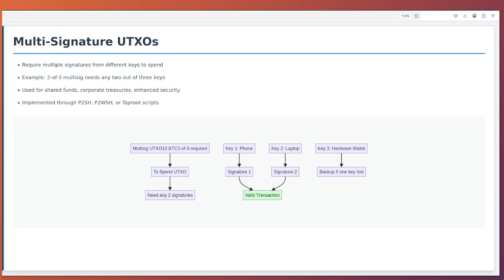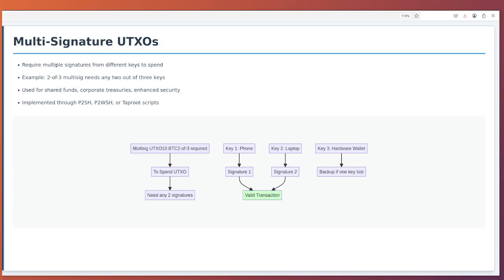Here's how it works. When creating a multisig UTXO, the locking script specifies multiple public keys and a threshold, for example, 2 of 3 or 3 of 5. To spend this UTXO, the transaction input must provide signatures from at least the threshold number of private keys. Bitcoin's scripting language verifies that the required number of valid signatures are present.